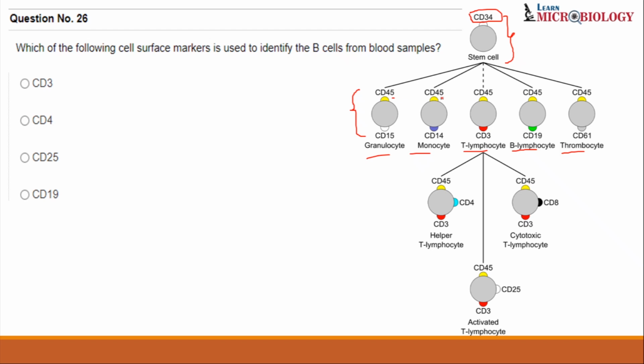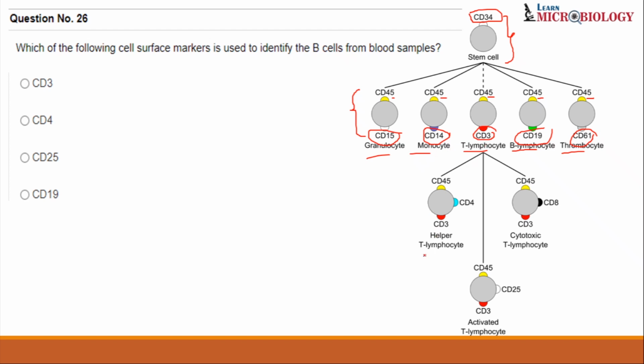CD45 is a surface marker which is present in all the cells which are derived from your stem cells. Then you are having CD15 in your granulocyte, CD14 in your monocyte, CD3 in your T lymphocyte, CD19 in your B lymphocyte, CD61 in your thrombocytes. These are the surface markers which help us to identify and differentiate between a particular blood cell.